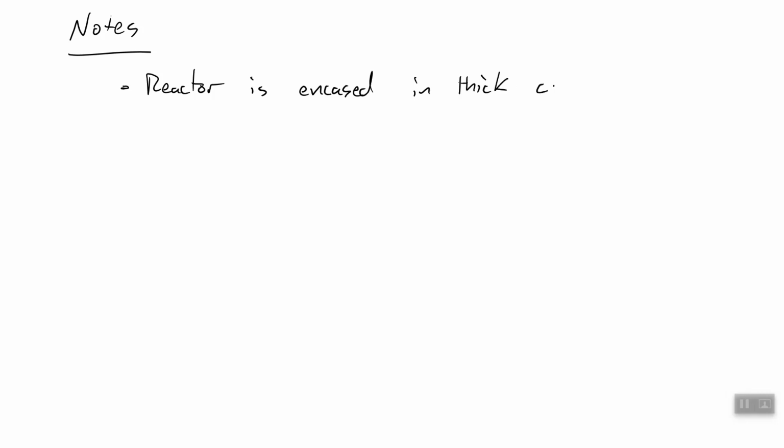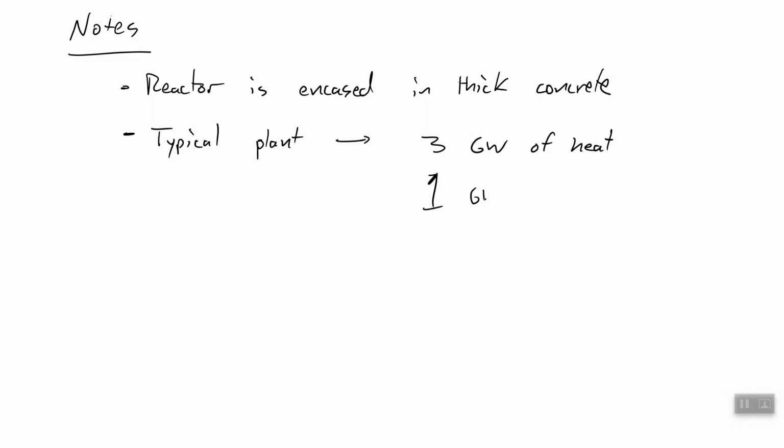And that is to absorb any excess particles that might escape from the actual reaction. Okay, and then just for some numbers, a typical nuclear plant is going to produce about 3 gigawatts of heat. If you're going to go to the trouble of building all of the containment measures for a nuclear reaction, you're going to build it big. So you've got 3 gigawatts of heat, which gives you about 1 gigawatt of power. And a power plant of that size will go through about 100 tons of fuel per year.